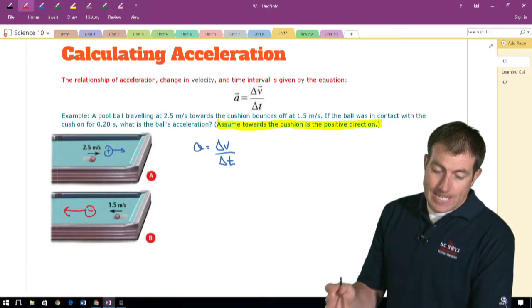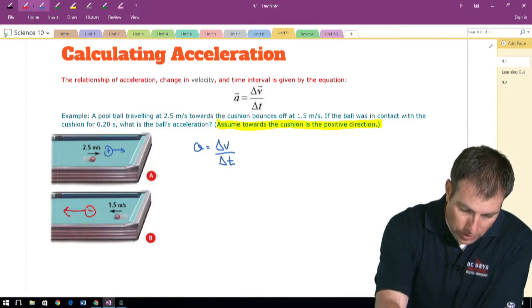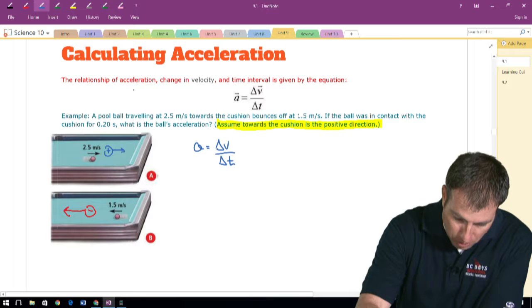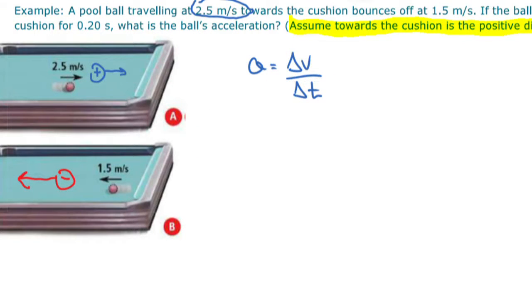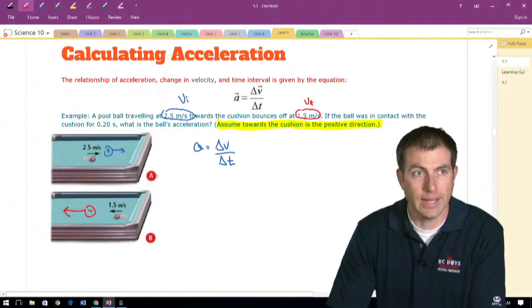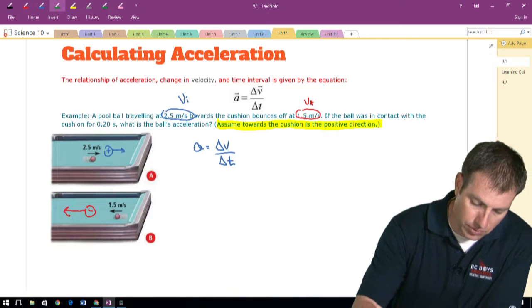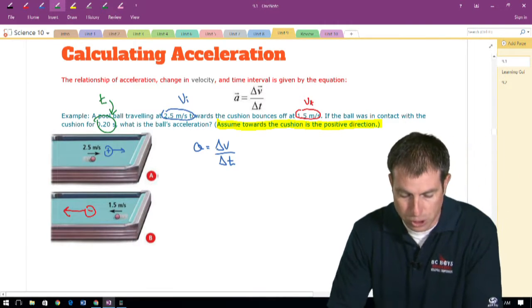So the question asks us to find the acceleration. What other pieces of information do we have? We have a pool ball traveling at 2.5 meters per second. So I'm going to call that v with a little i next to it, because that's our initial velocity. We're also told that it bounces off at 1.5 meters per second. So that's going to be your final velocity. And we also know that the ball was in contact with the wall for 0.2 seconds, which is going to indicate the time, or change in time.